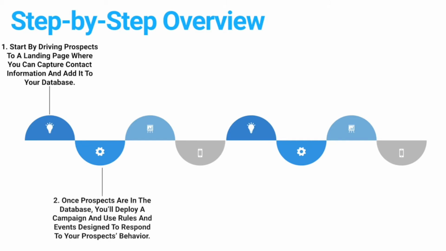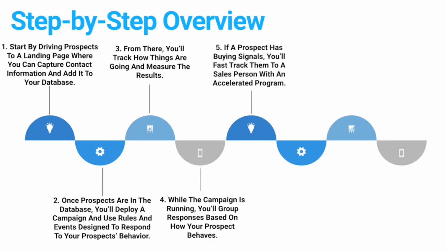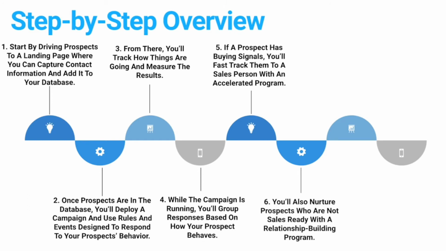and ultimately get them to start buying more and more of your products or services. The second step is once prospects are in your database, you'll deploy a campaign and use rules and events designed to respond to your prospects' behavior. That means that you can basically customize how you engage with them. From there, you'll track how things are going and measure the results. While the campaign is running, you'll group responses based on how your prospect behaves. So for example, if a prospect has buying signals, you'll fast-track them to a salesperson with an accelerated program. But you'll also nurture prospects who are not sales-ready with a relationship-building program that builds trust over time.